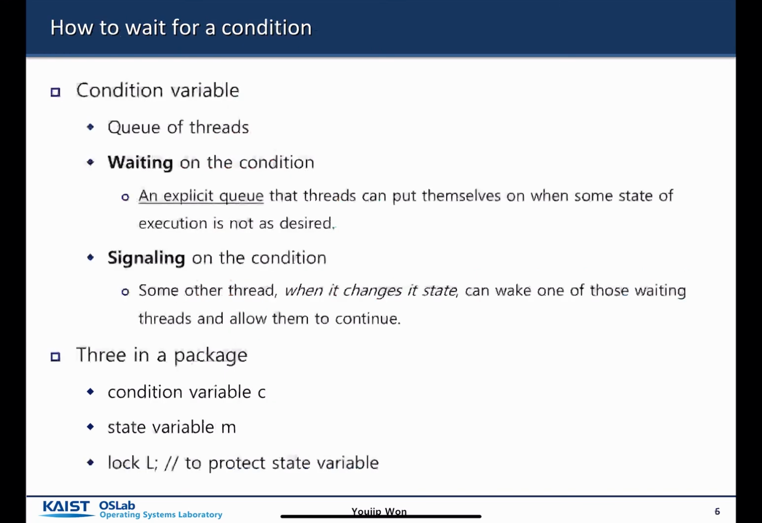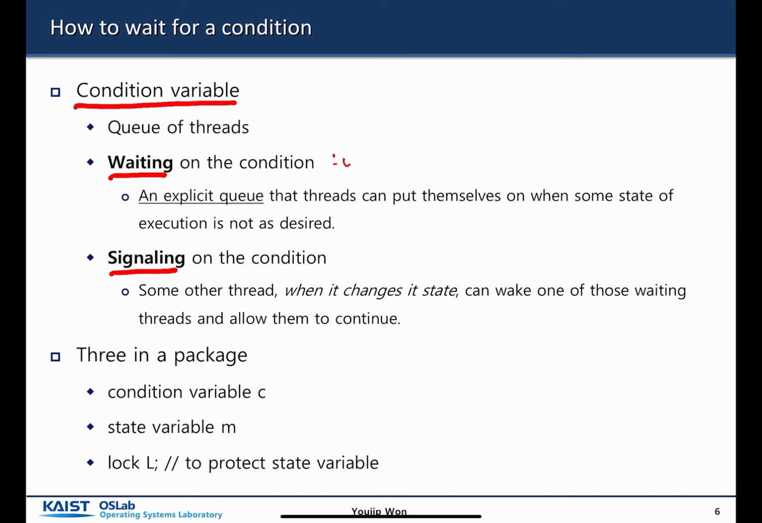So now we are going to learn about the condition variable. A condition variable is actually a queue of threads. So it's a memory variable defined as a queue of threads. There are two important functions. The first one is wait, and the other is signal. For the wait function on a condition, there is an explicit queue that threads can put themselves on when some state of execution is not as desired. So that is the queue. And there is another function, signal.